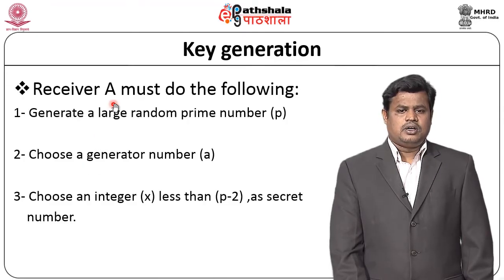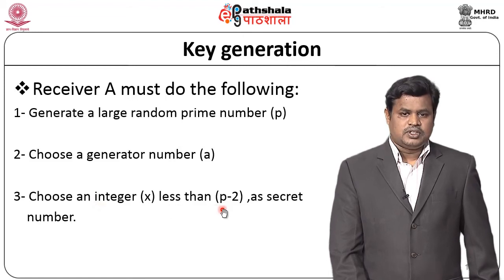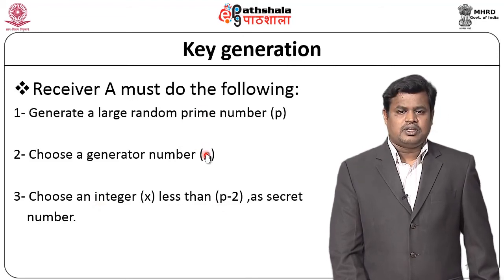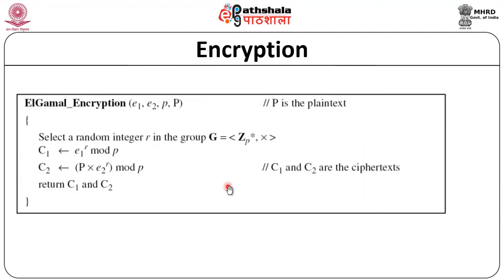So A must do the following: generate a large prime number P and a generator, and choose the secret. These are the steps we did in the previous algorithm, then they have to compute D, where X is our private key, like in your previous case. After that they have to go for the encryption process.